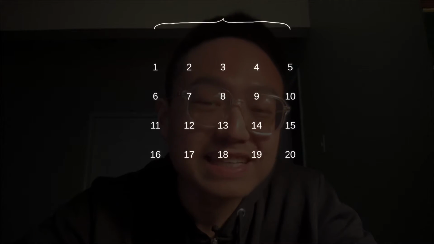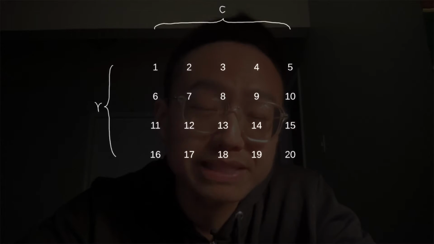First, we have C and R. C represents how many columns we have, and R represents how many rows we have.